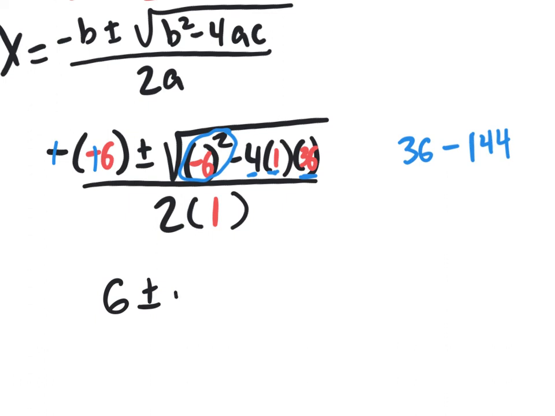So we have 6 plus or minus the square root of negative 108 as your discriminant, all divided by 2. So because we have a square root that's negative, we will end up with imaginary answers, but we need to find those imaginary answers. So what we have here is 108. We need to break down 108.